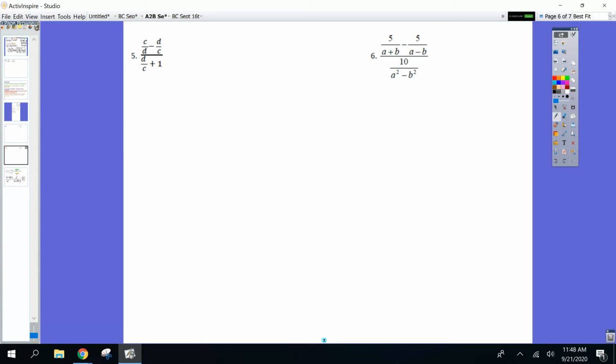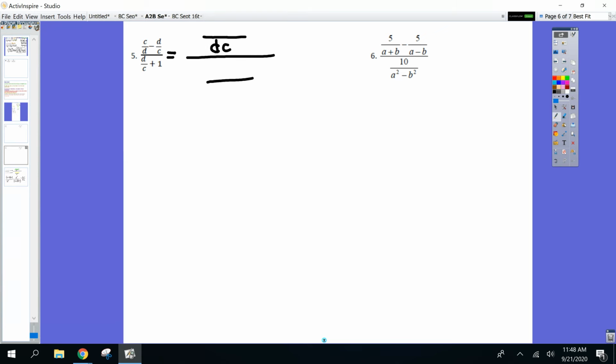And let's try out number 5 now. Number 5, everybody. Just so we start off in a good spot here. Ready? Let's start off in a good spot together. C over D minus D over C. What would be your common denominator for the top two? DC, yep.